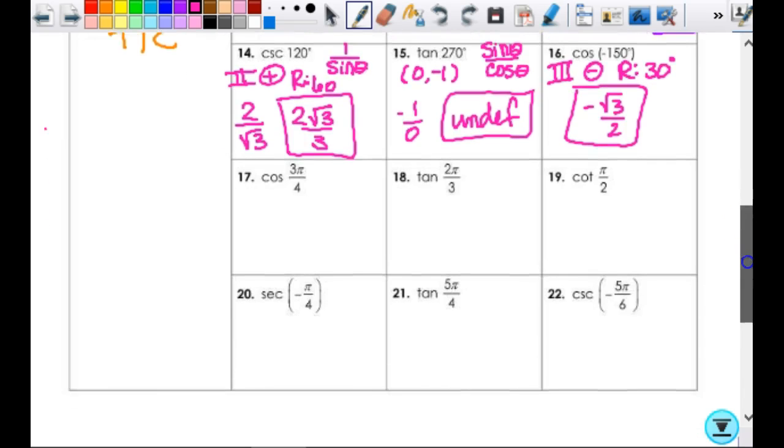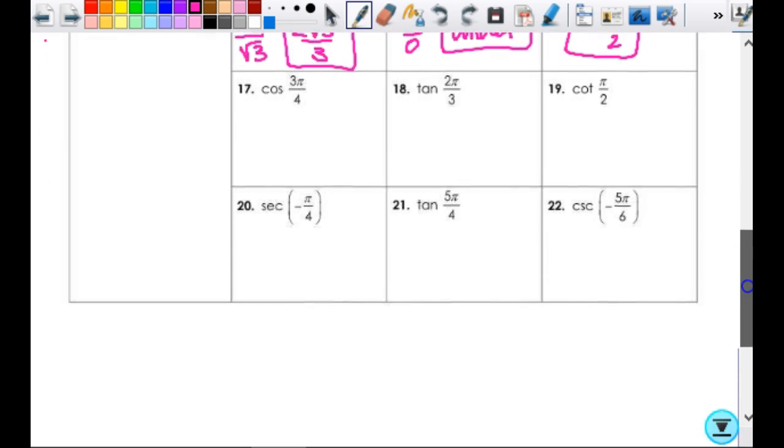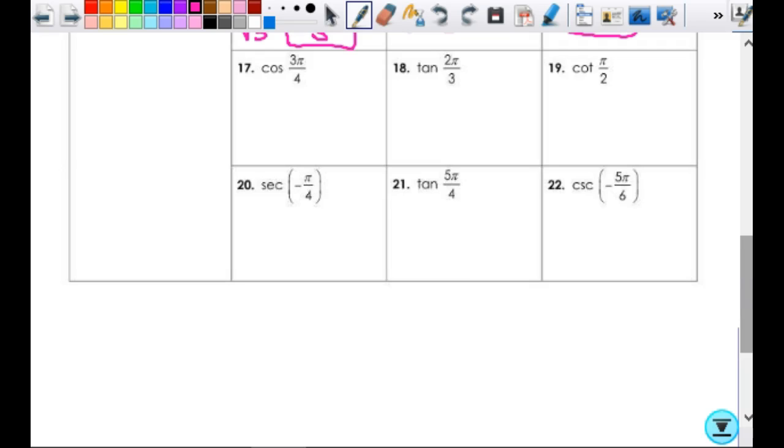All right, so let's look at the cosecant.